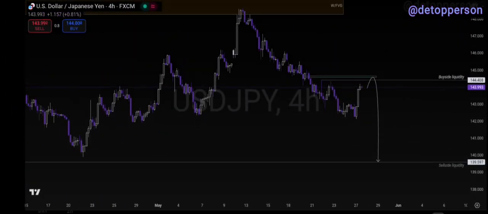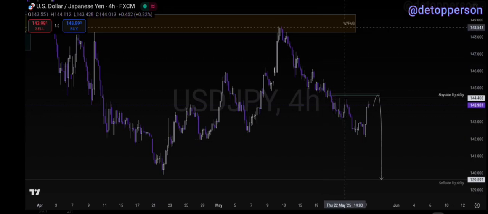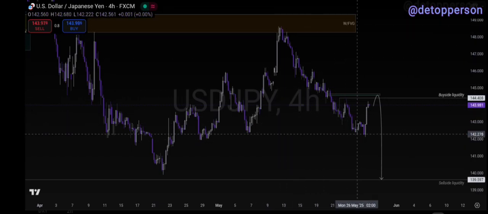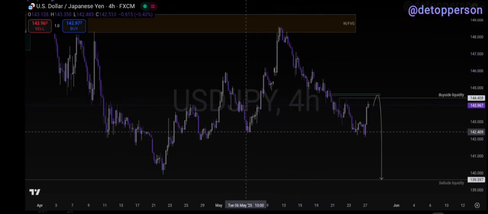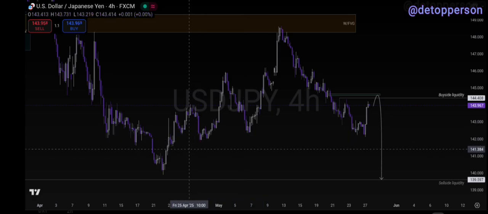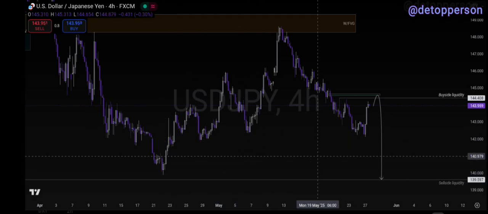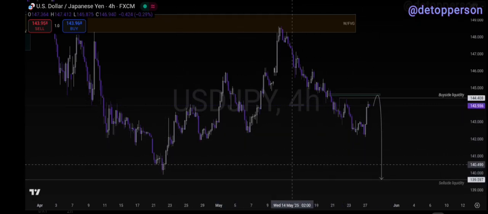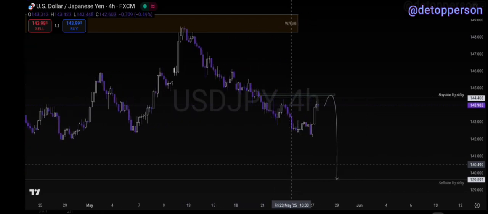If you could see, price tagged into this weekly fair value gap and what happened? You could see this massive drop. This is the 4 hours time frame. Now we have this low right here, sell liquidity. We have this low right here, sell liquidity. And we also have this low right here, the sell liquidity for price to come all the way down. Remember, when price takes out a liquidity, it's going for the next liquidity, either to take it out or to rebalance price. So that is exactly what happened.